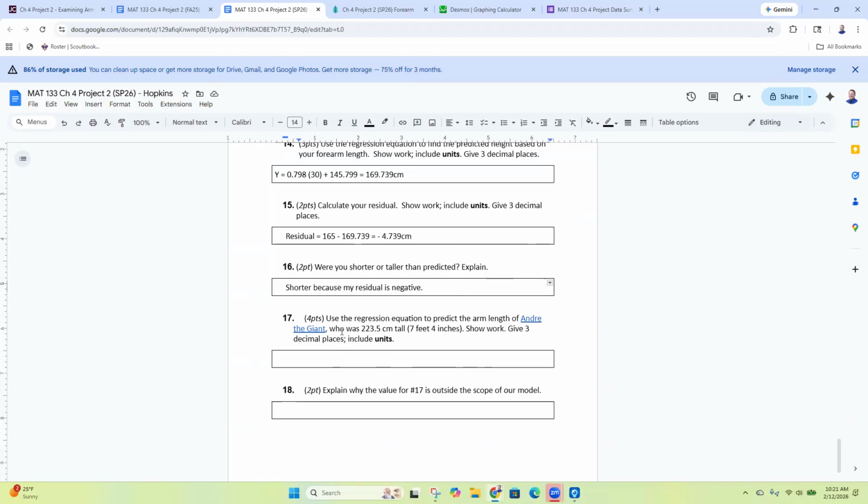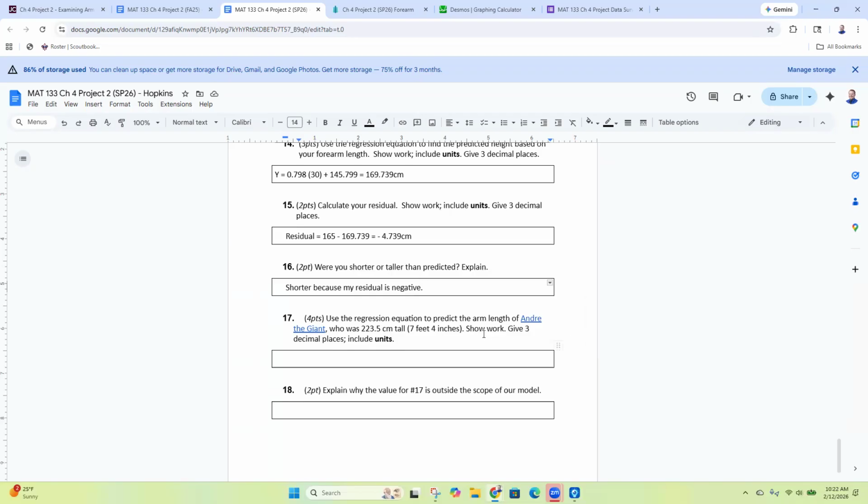All right. Use the regression equation to predict the arm length of Andre the Giant, who was 223 centimeters tall, 7 feet 4 inches. If you haven't heard of Andre the Giant, you need to go watch Princess Bride. He was a wrestler as well, but that's what I remember him from. Great movie. There's a link, I guess, that takes you there.